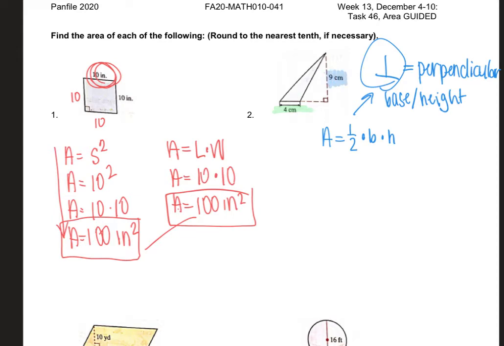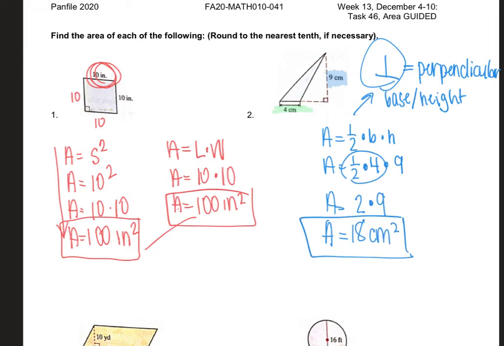I'm going to plug that in, and I get A equals 1/2 times 4 times 9. Now, when you're taking a half, you don't want to take a half of each of those. You only want to take a half of one of them. So I could just at this point put this in my calculator, or change my 1/2 to a decimal by doing 1 divided by 2. Or I could say this: 1/2 of 4 is 2, and then I multiply it by 9. So I get 18 centimeters, and again, I'm squared because I'm working on area.